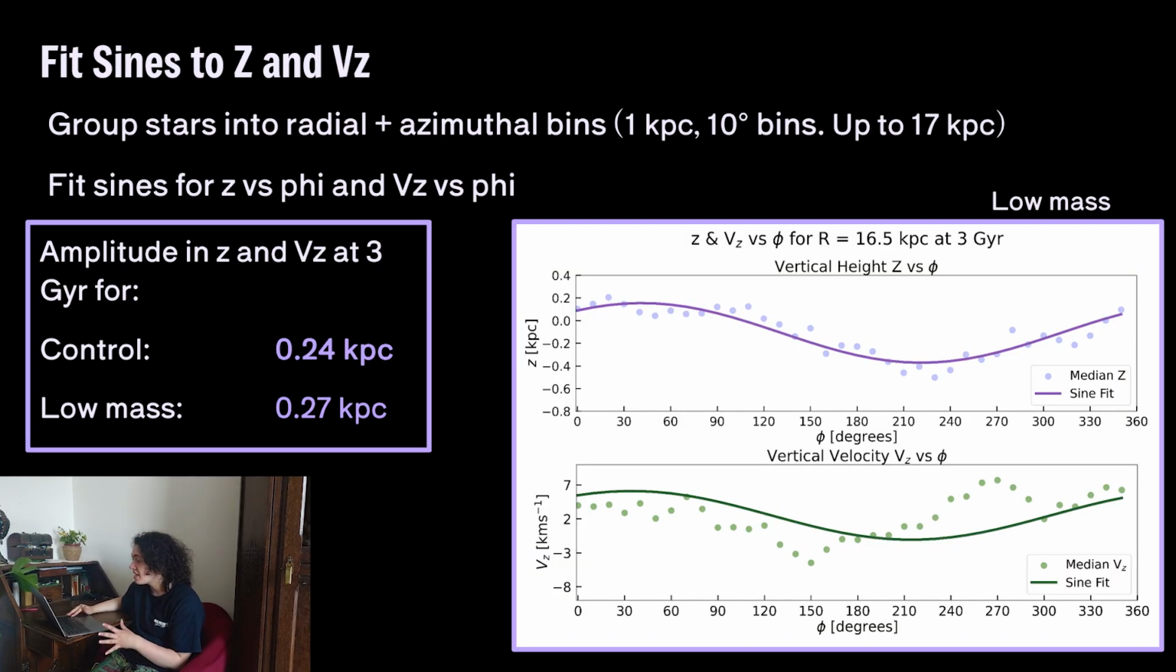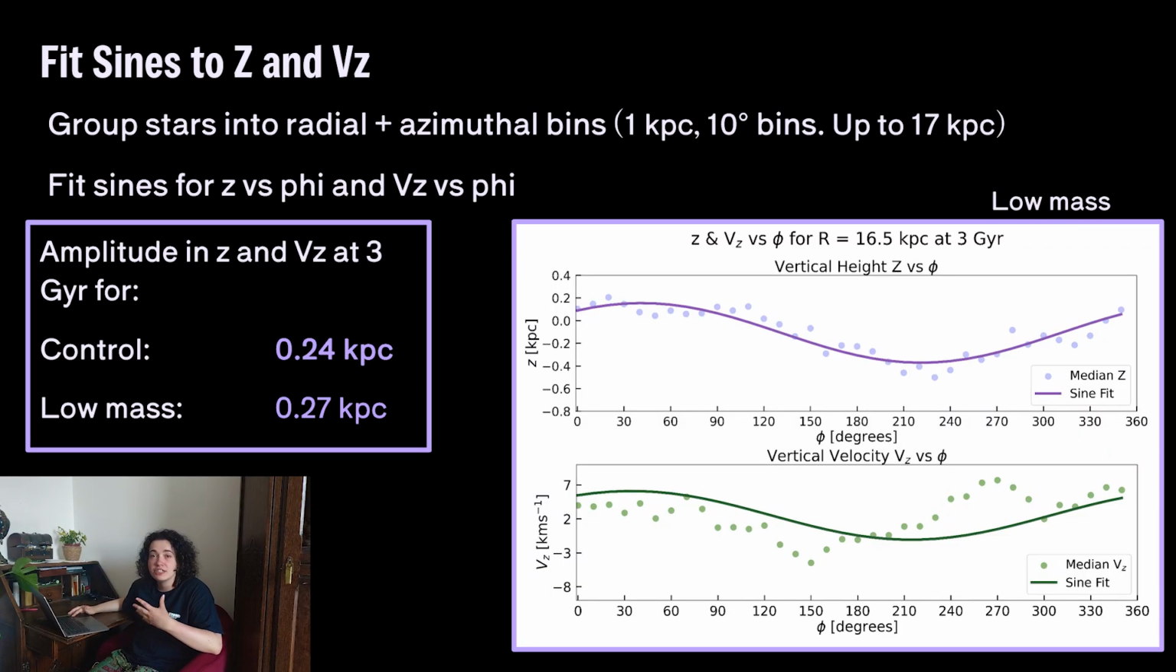At around 3 gigayears, the amplitude for the control sim, which isn't pictured here, but I'll just tell you, was about 0.24 kiloparsecs, so that's the maximum height above the disk at this time for this radius. For the low mass sim, we got slightly higher at 0.27. And for the extremely high mass sim, if I remember correctly, we got something a little bit lower than that, but there are a couple of reasons for that, which I will probably talk about later. But in general, with that aside, more impact mass means a slightly higher warp. So that's kind of reassuring in a way.